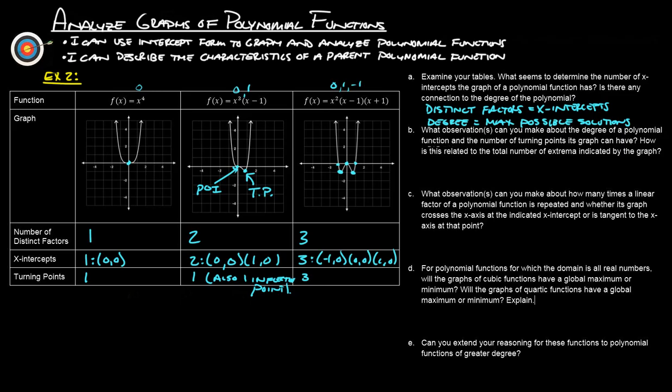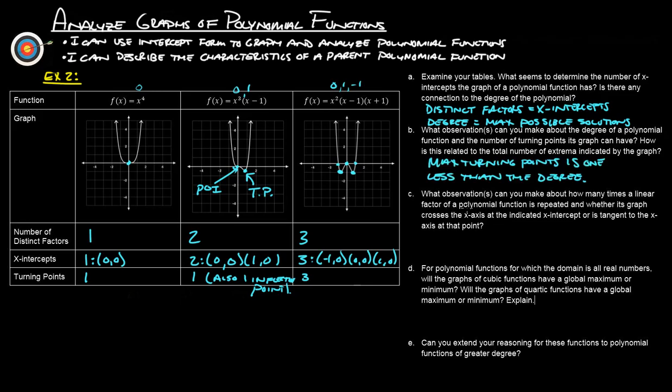Okay, so I just wrote those down, what we were just talking about. B, what observations can you make about the degree of a polynomial function and the number of turning points its graph can have? How is this related to the total number of extrema indicated by the graph? Okay, so really what that means is the maximum number of turning points. Like this one here has got the max amount of turning points, and that is 1, 2, 3, which is 1 less than the degree. So max turning points is 1 less than the degree is what we want to put on that.